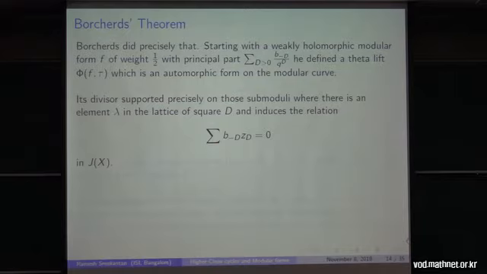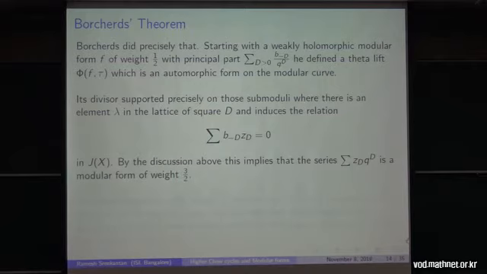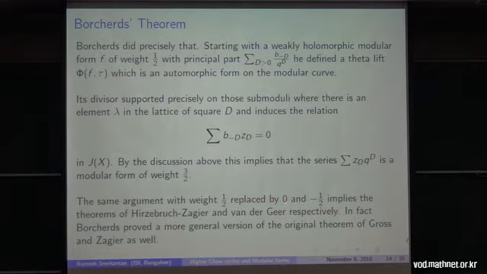I'm saying this rather simplistically, but by the discussion above, this implies that the series summation Z_d q to the d is a modular form of weight 3 over 2. That was a really wonderful idea in some ways, but the hard thing was this lifting which he defined. And of course the same argument will work with one half replaced by 0 and minus one half.